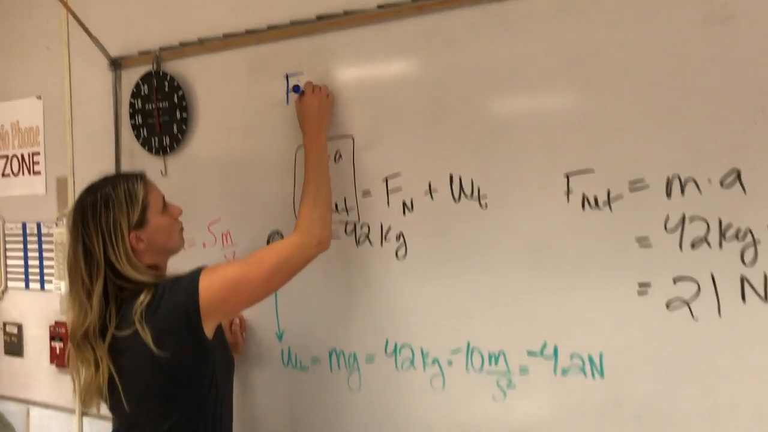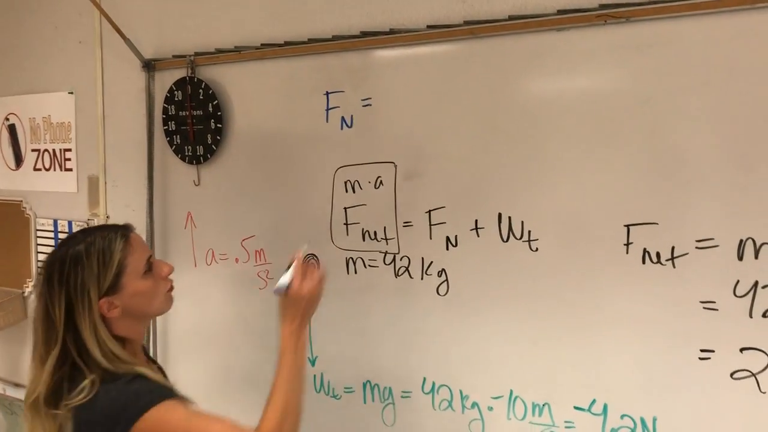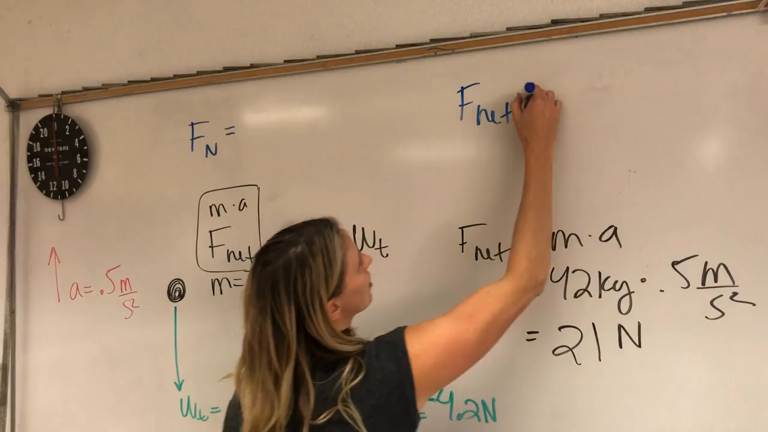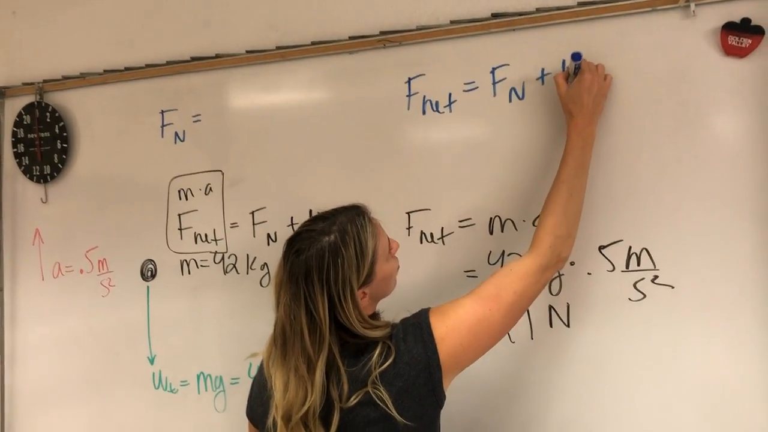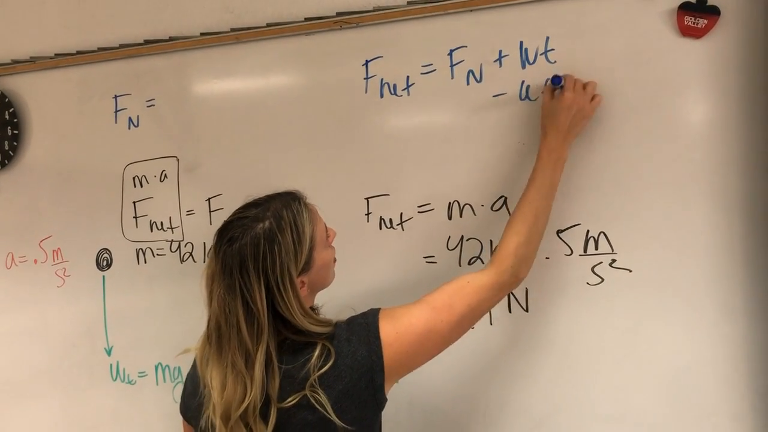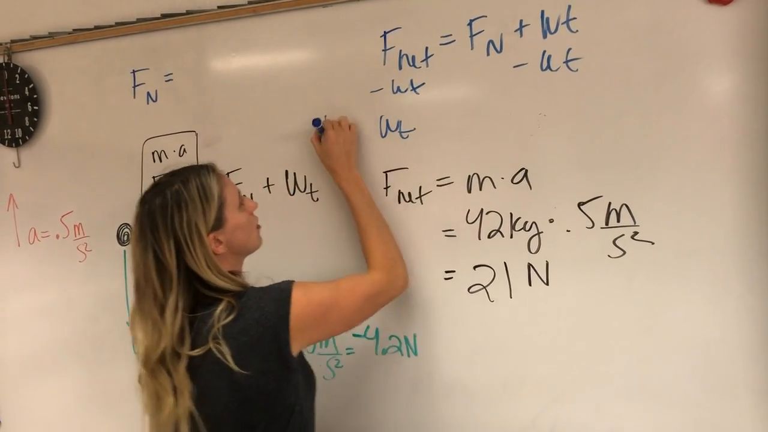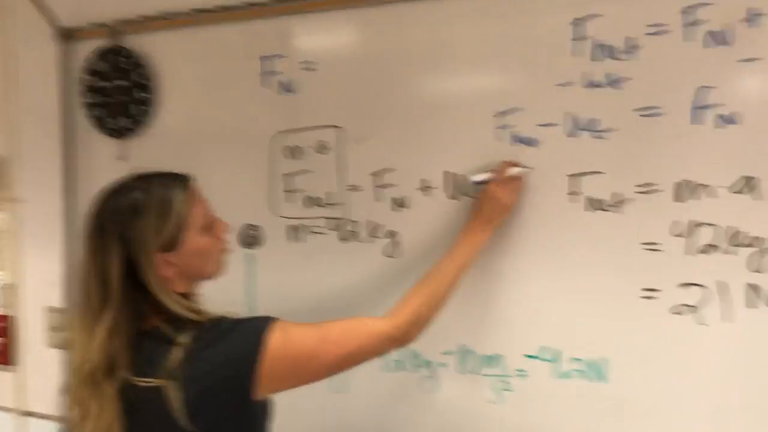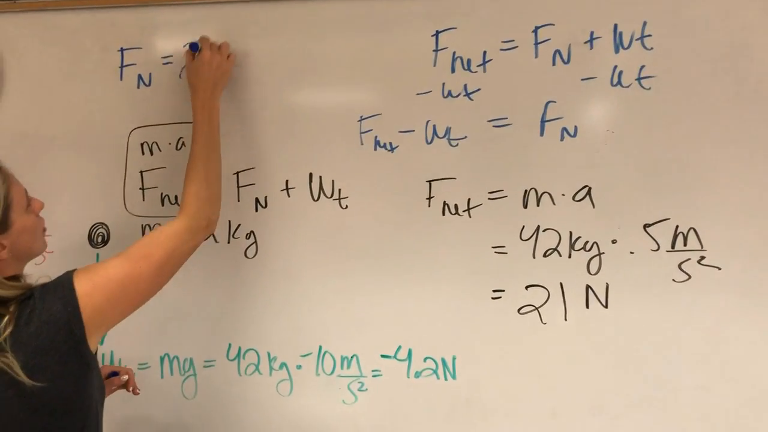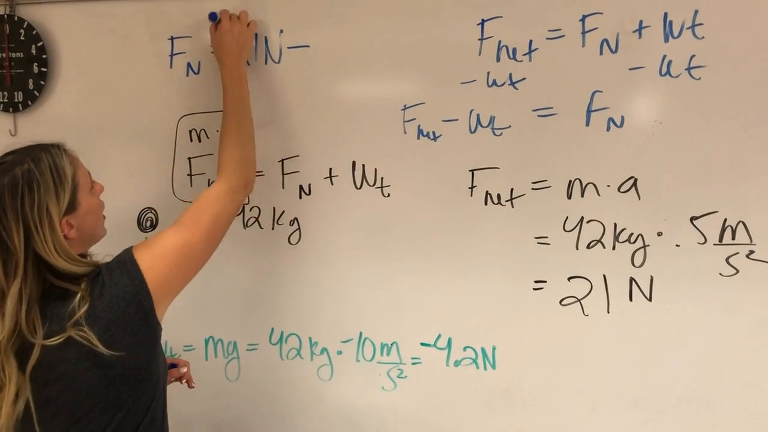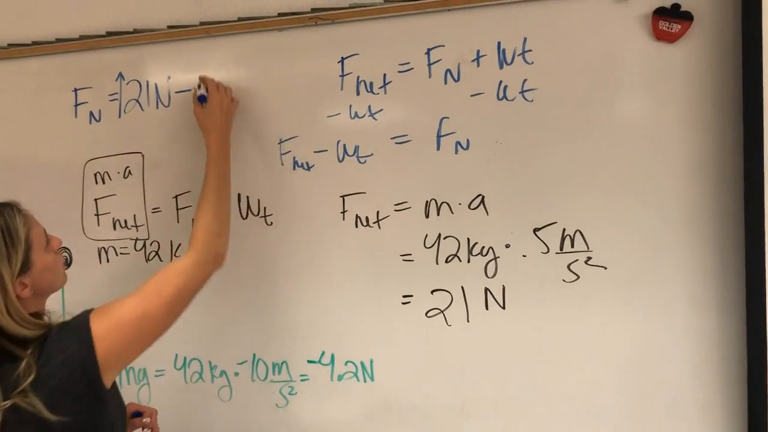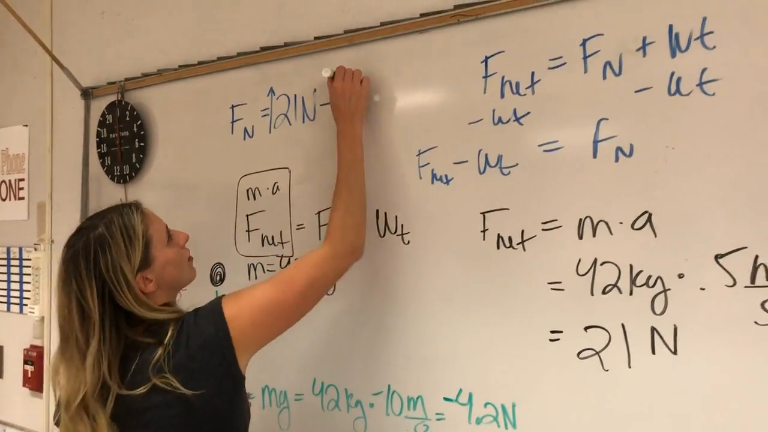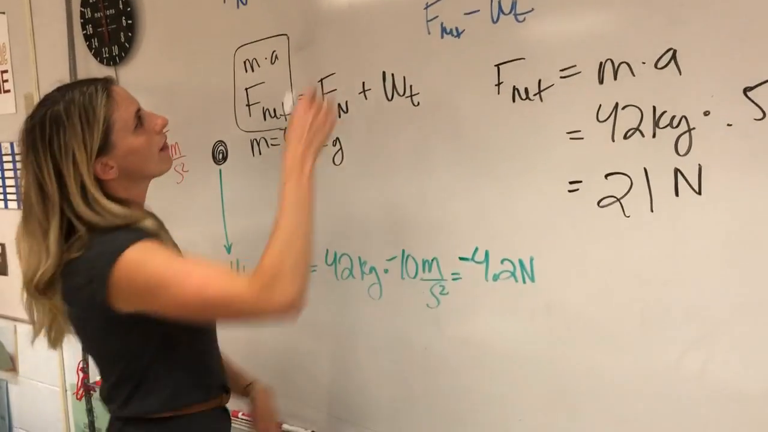It's going up. So this is our force normal. And what was that equation that we had before? We said force net equals force normal plus the weight, right? So if we get this by itself, we've got to subtract the weight. So force net minus weight equals force normal. So my force net was 21 newtons, up, minus the weight, which is always down. What was my weight?